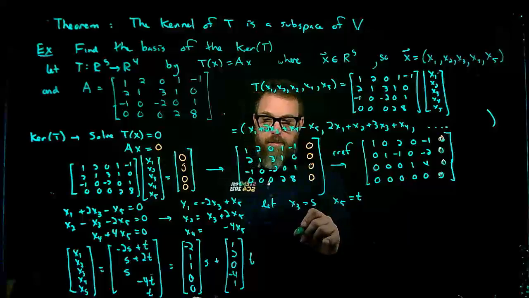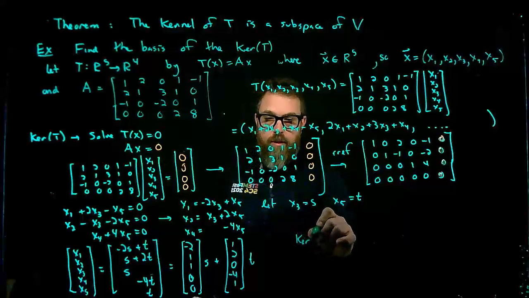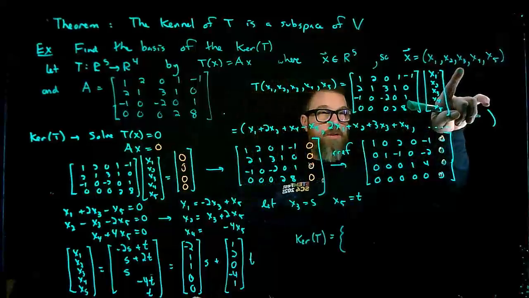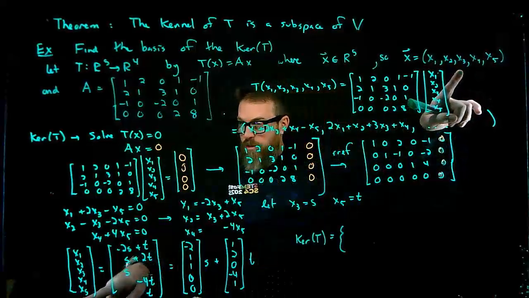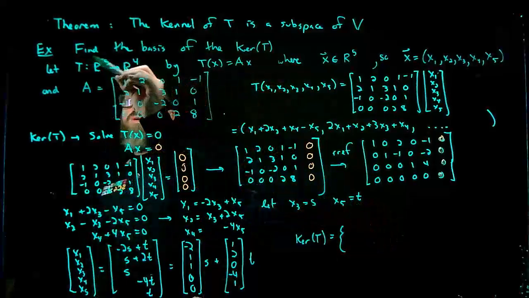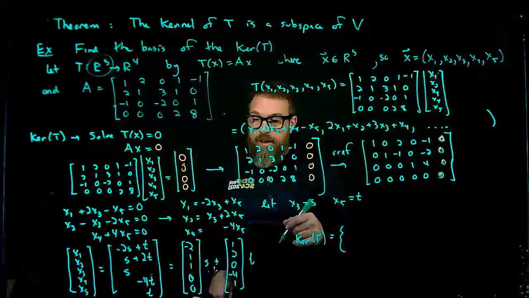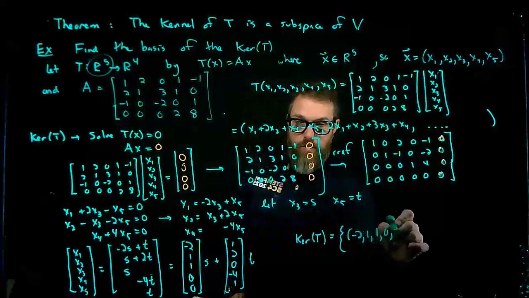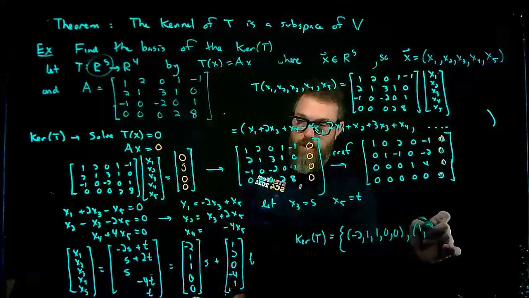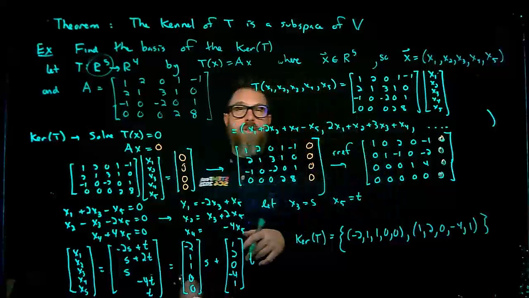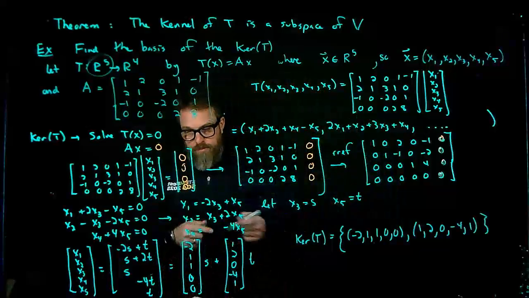So that means, let's write the kernel of T as a subspace. Now remember that this really is the notation that we take. These bases I'm going to write as elements inside of V. So the kernel is minus 2, 1, 1, 0, 0, and then 1, 2, 0, minus 4, and 1. So that is the kernel of this subspace.